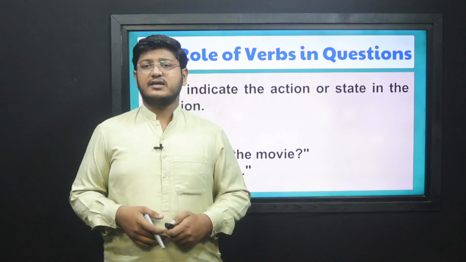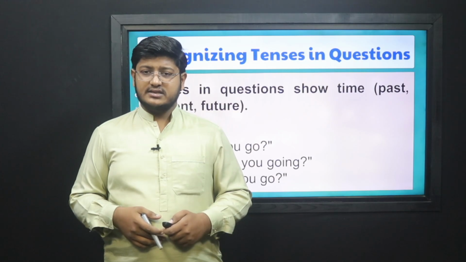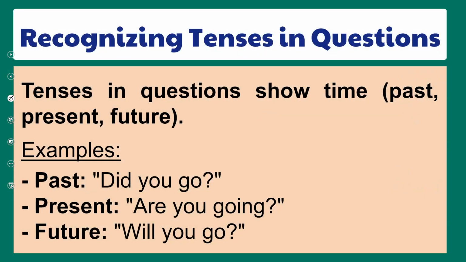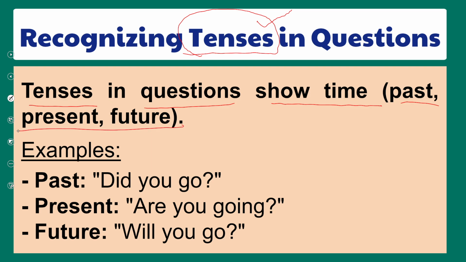So let's go further. There is the third step, and what is the third step? The third step is about the tense. You know that tense is actually the time indicated in the language. So we have to identify the tense. Either the question is from the present, past, or the future. So tenses in questions show time: past, present, and future.